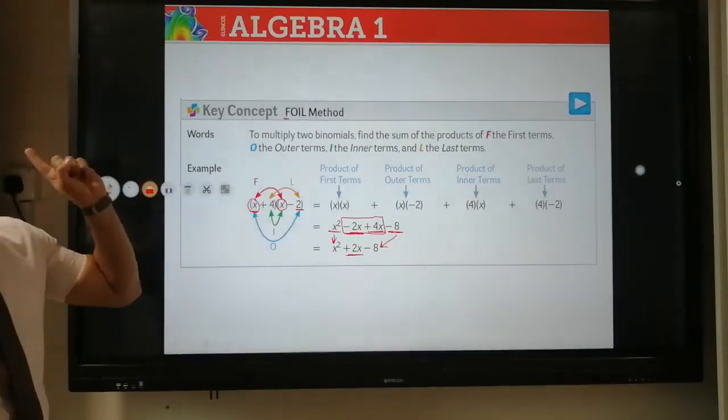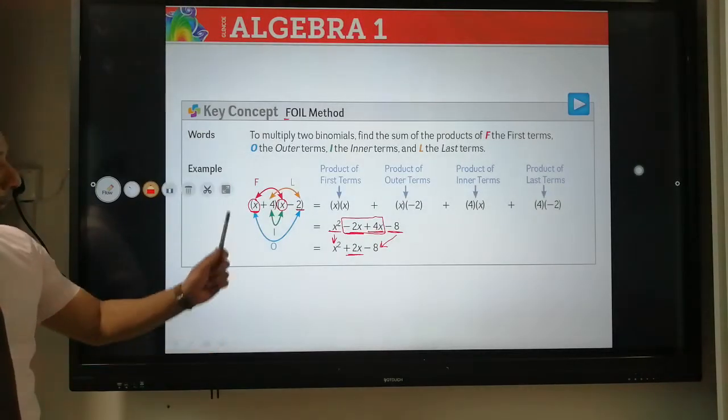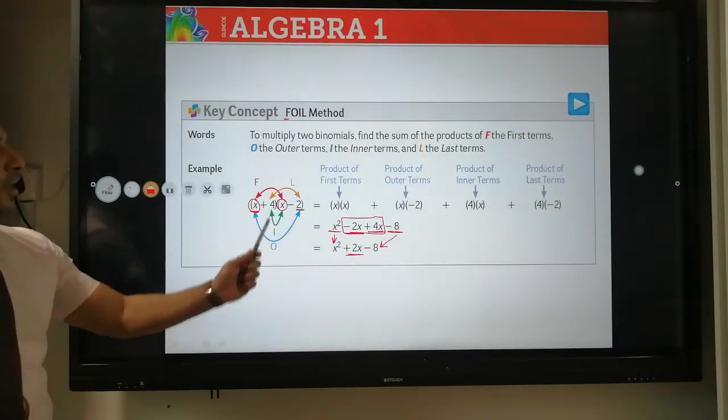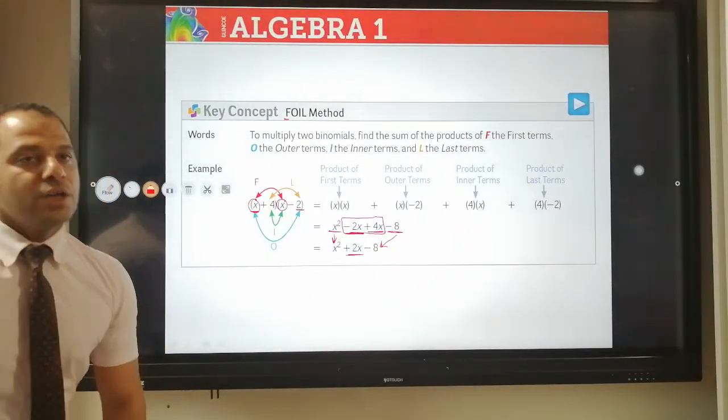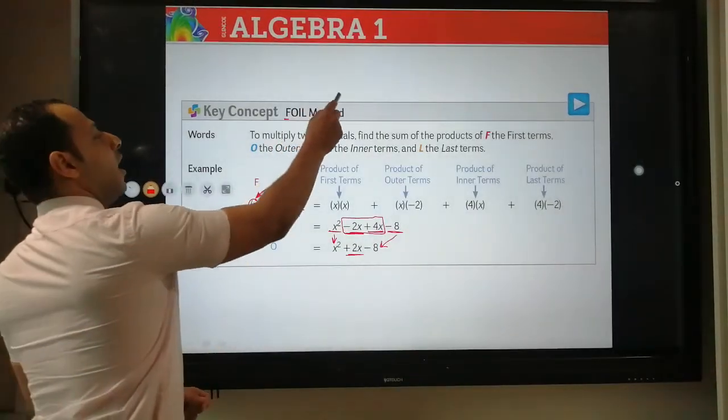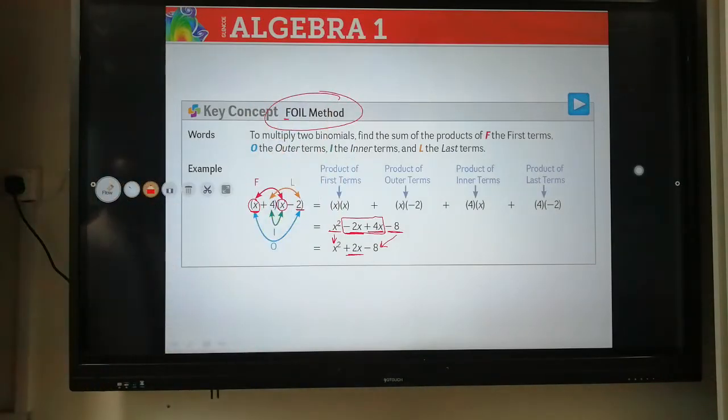So multiply a binomial by a binomial, and the result is a trinomial by using the FOIL method. Okay, let's start with the first example.